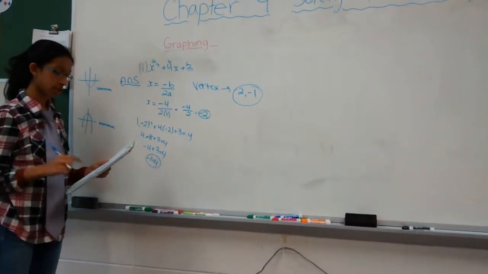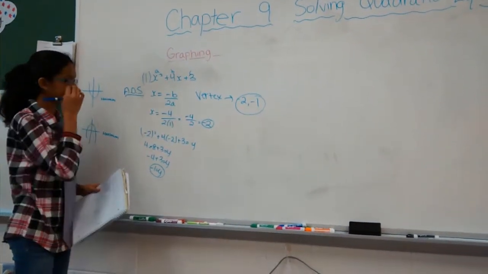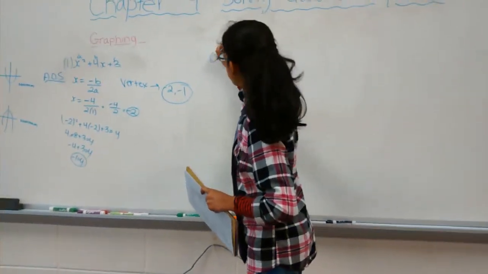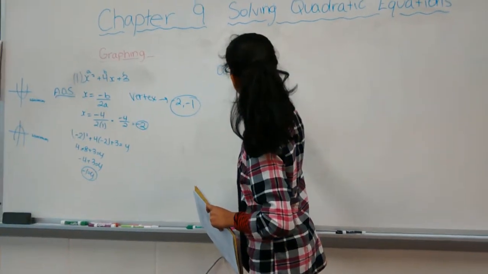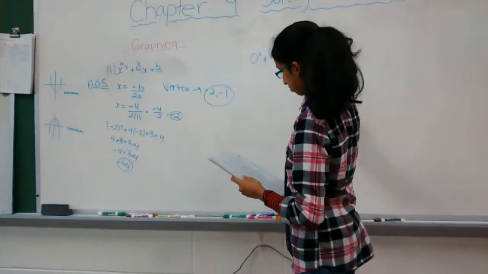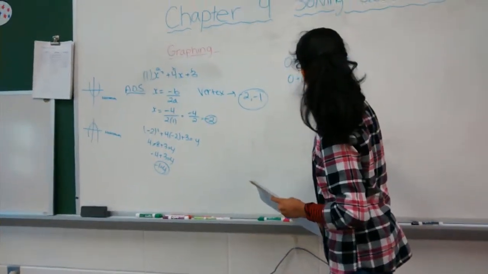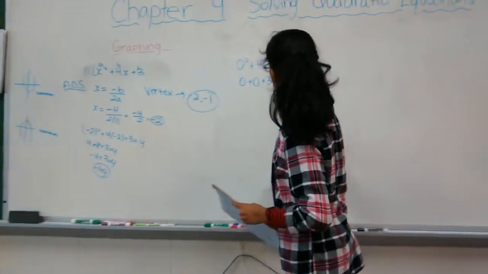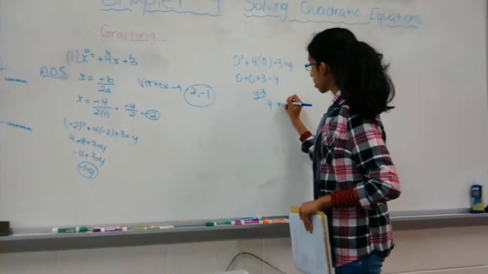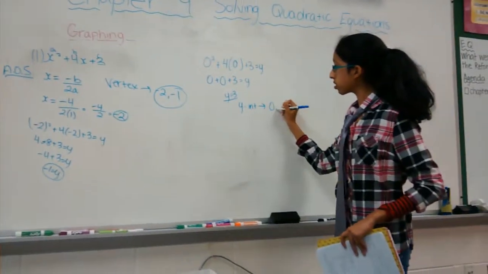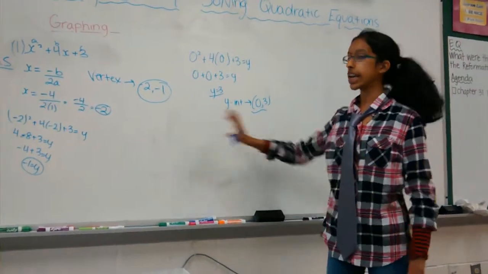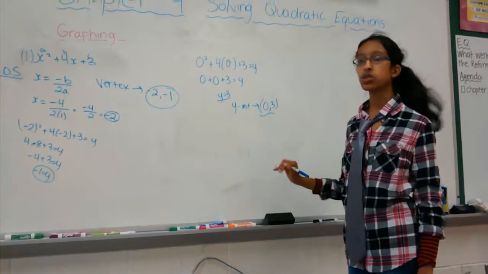Next, you want to find the y-intercept. To do that, you take your equation and plug in 0 for the x. Once you do that, you find that y equals 3, which means that the y-intercept is 0, 3. Next, you're going to make a table of values, and we're going to use those points to plot the graph.